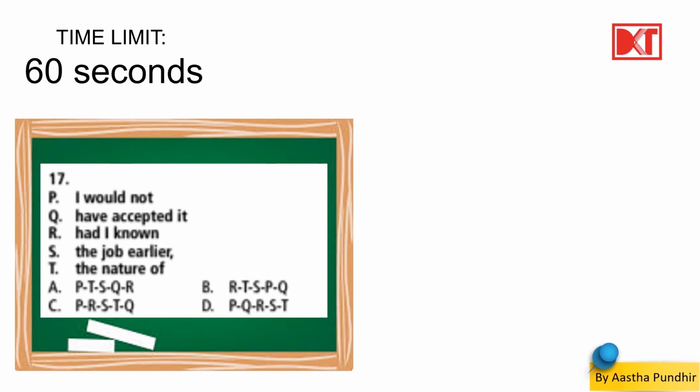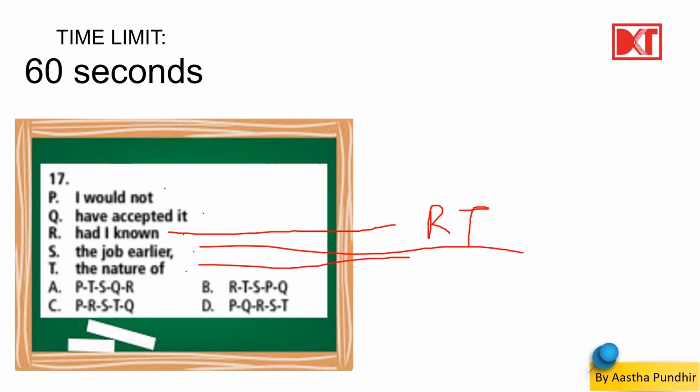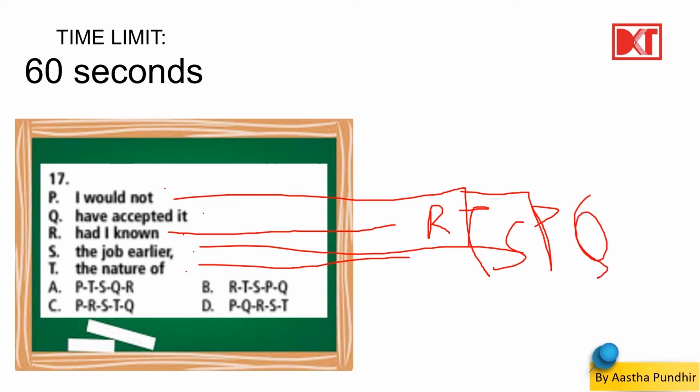Okay, here I would not have accepted it had I known the job earlier, the nature of. Okay, so had I known the nature of the job earlier, I would not have accepted it. RTSPQ. Answer is B.